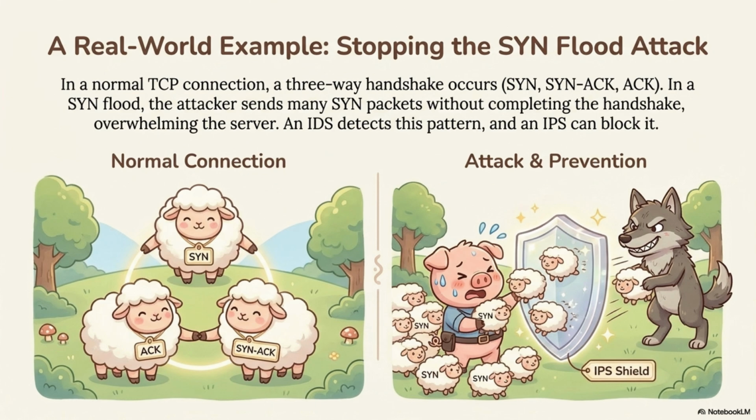A common example used to illustrate detection and prevention is the SYN flood attack. In normal TCP communication, a connection uses a three-way handshake consisting of SYN, SYN-ACK, and ACK packets. In a SYN flood, the attacker sends many SYN packets without completing the handshake. The server allocates resources for each half-open connection until it becomes overwhelmed, denying service to legitimate users. IDS solutions can detect this pattern, while IPS solutions can block it.